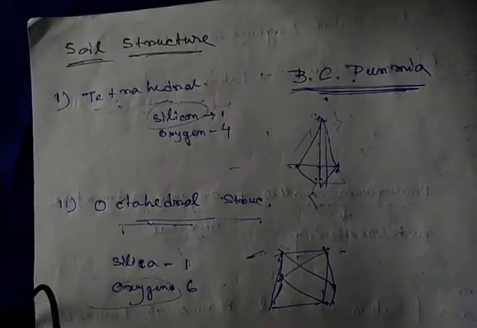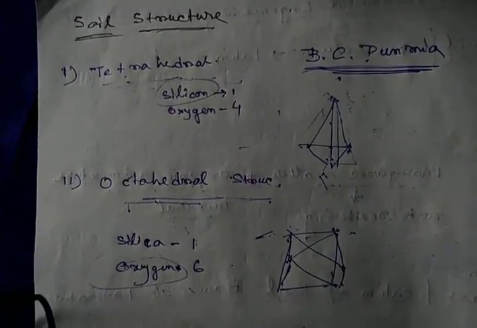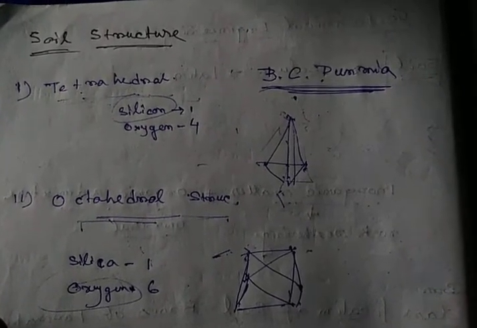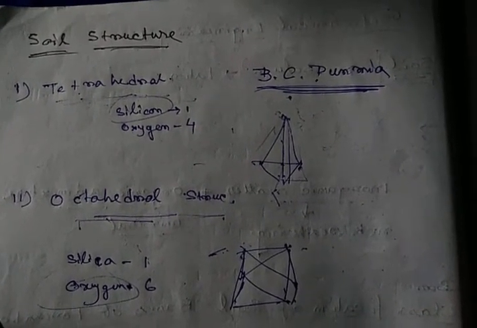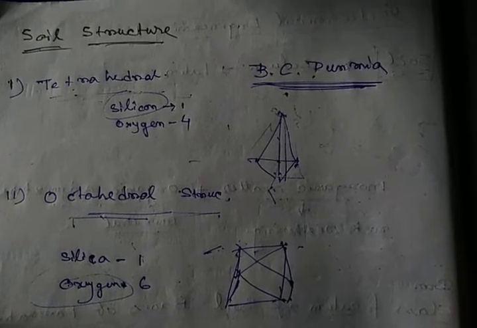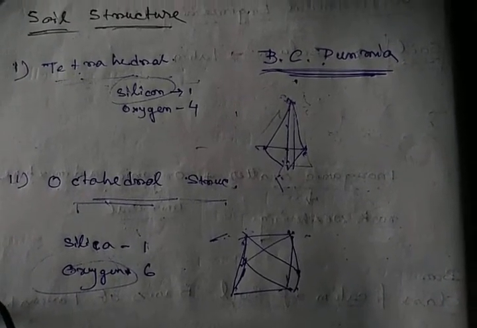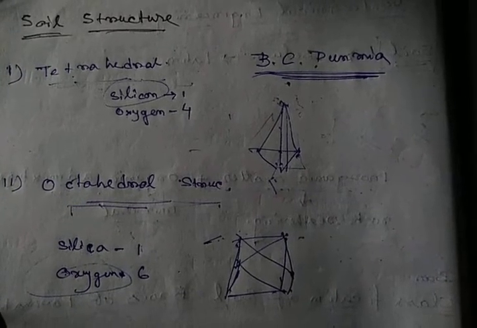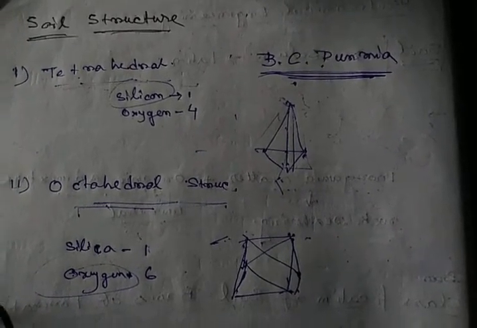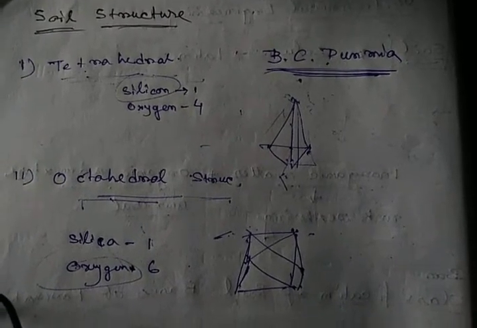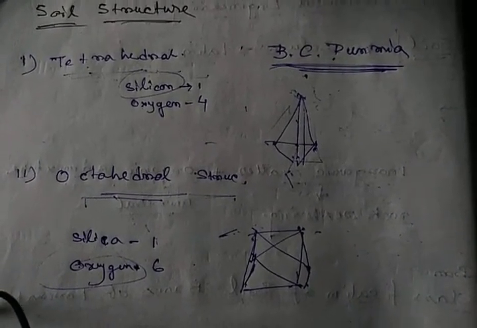This is soil structure. Soil structures are of two types. One is chemical structure and the other is physical structure. Chemical structure is what? The structure that is made up of soil is called chemical structure, and the structure that is made by soil is called physical structure. So there are two types of chemical structures.